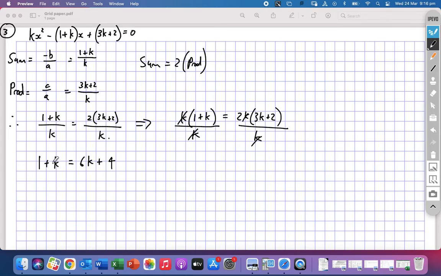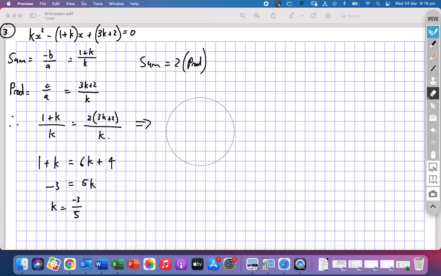Okay, so let's just solve this. We get minus 3 equals 5k. K equals minus 3 on 5. All right, good. So we've solved for k. It was a fraction, a little bit annoying, but okay.